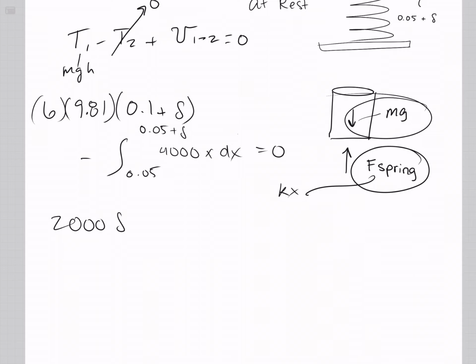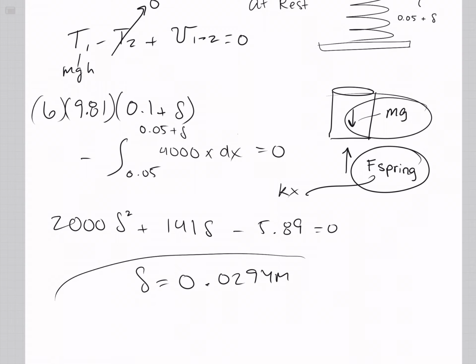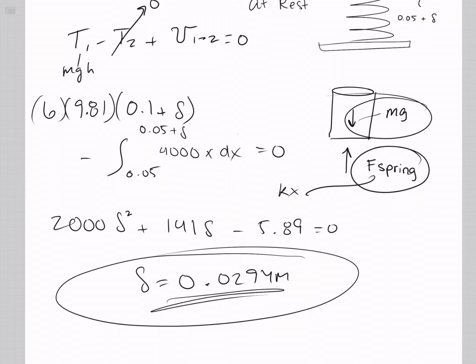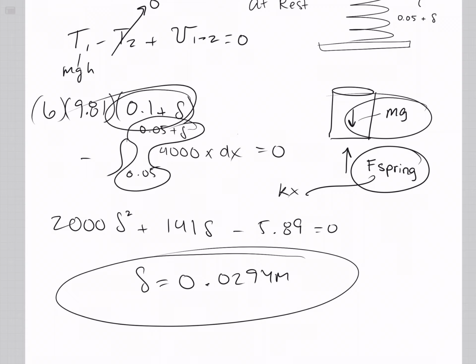And once you take that integration and multiply those values out, you get 2,000 delta squared plus 141 delta minus 5.89 equals 0. Solving for that is 0.0294 meters. So there's very, very small deflection of the spring once the cylinder lands on it. So you may have to convert that to millimeters in the solutions because it's fairly small. But we did the exact same thing that we did before. We just made sure that we knew what these conditions were, there and there.